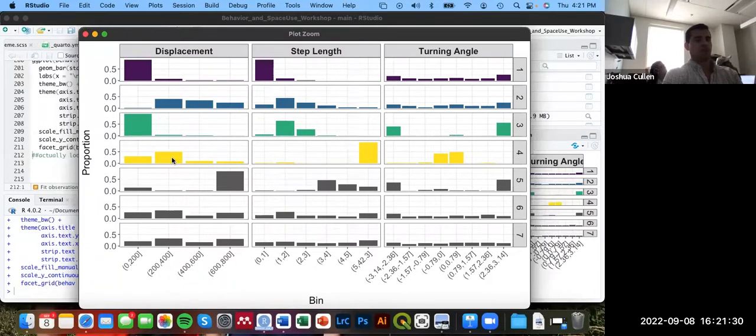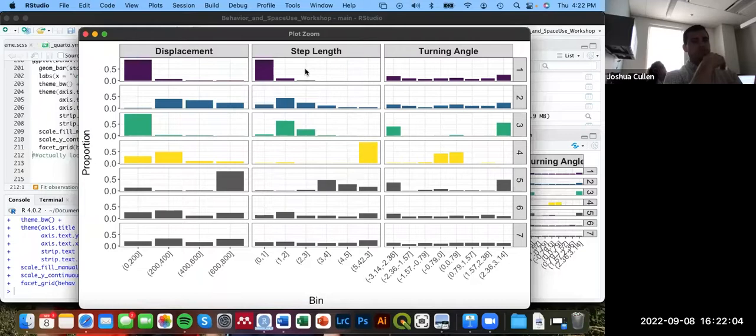And then this fourth state shows intermediate displacements. There are some individuals that aren't really moving that far away, whereas the highest proportions are in the second bin, from 200 to 400 kilometers. But step length here is the highest bin and the highest proportion, so it's moving very fast. And then turning angle is almost entirely at 0 radians, so it's moving very straight. So that's the initial breakdown, based on what we think this could represent.